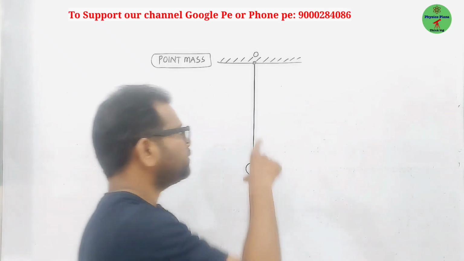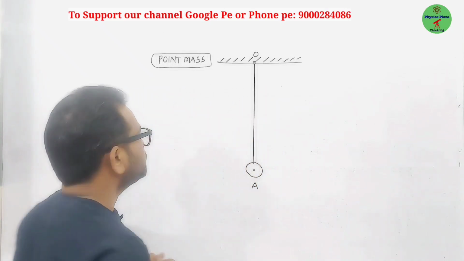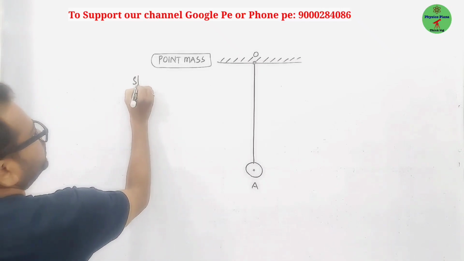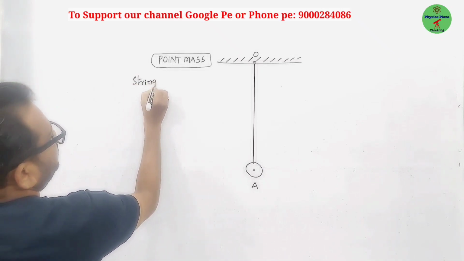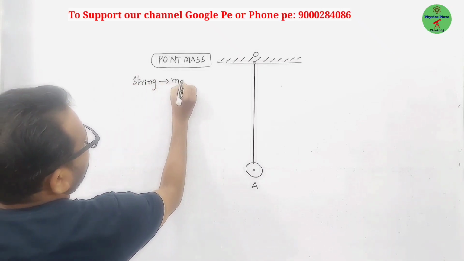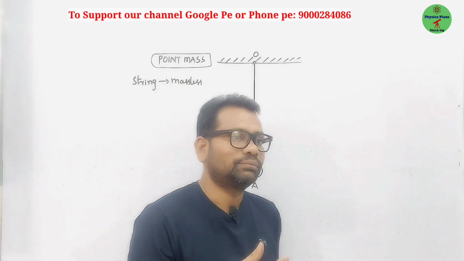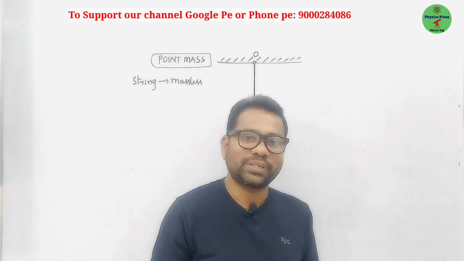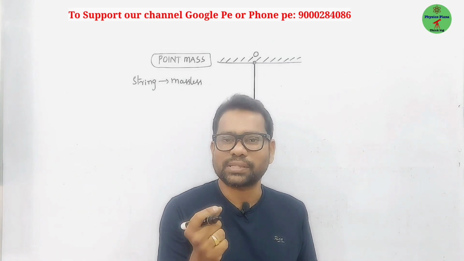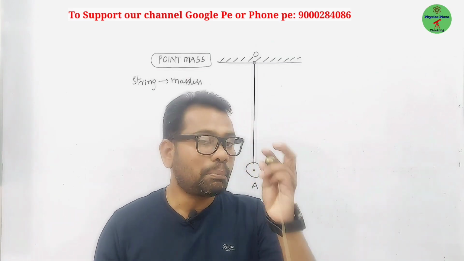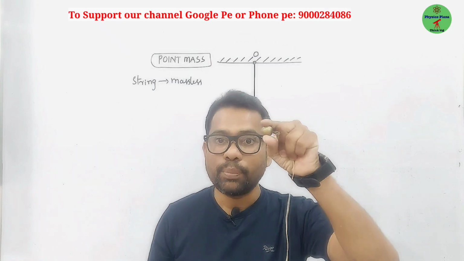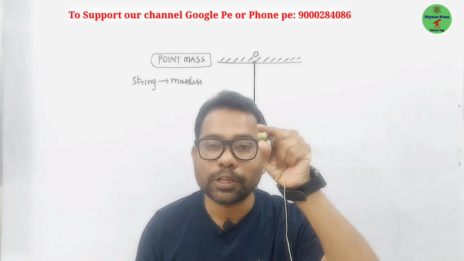And about the string, we should learn a few important things. What kind of string are we going to take, dear children? Very important: the string should be massless. When I say massless, it is because we don't have a thread without mass, it is highly impossible. But why are we saying massless? Compared with the mass of the bob, this heavy point mass we call the bob.